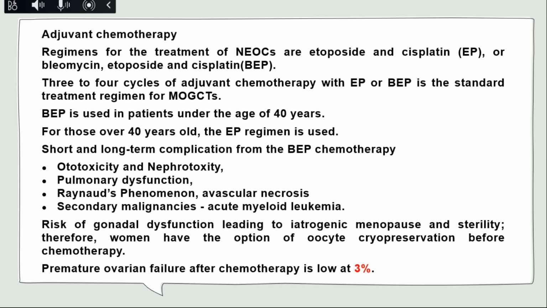There is another percentage you must remember from this talk, that is the premature ovarian failure after chemotherapy, which is 3%. The premature ovarian failure after chemotherapy is 3%.